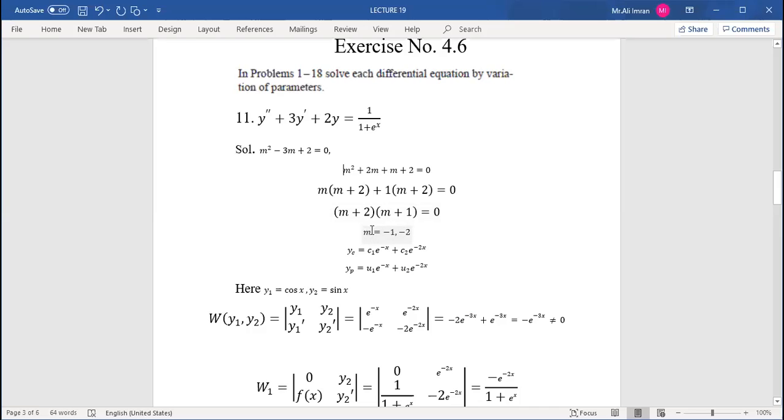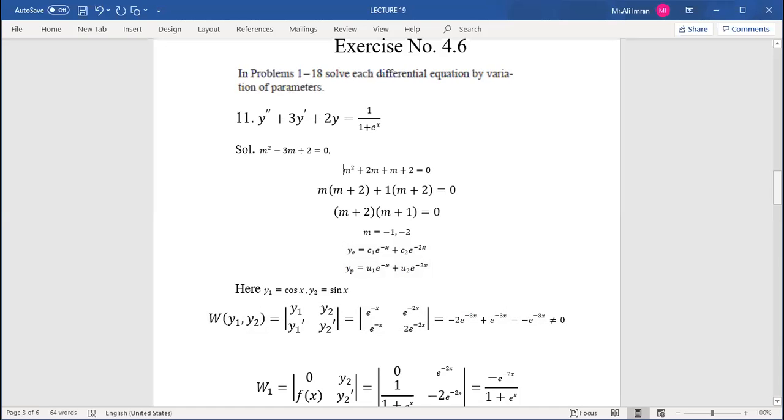The values of m are distinct, so the solution will be written with the help of case 1. Distinct roots: yc is equal to c1 e power minus x plus c2 e power minus 2x. That is the complementary solution, which is the solution of the homogeneous part. Now, in order to determine the solution of the non-homogeneous part, denoted by yp, we replace c1 and c2 with the parameters u1 and u2.